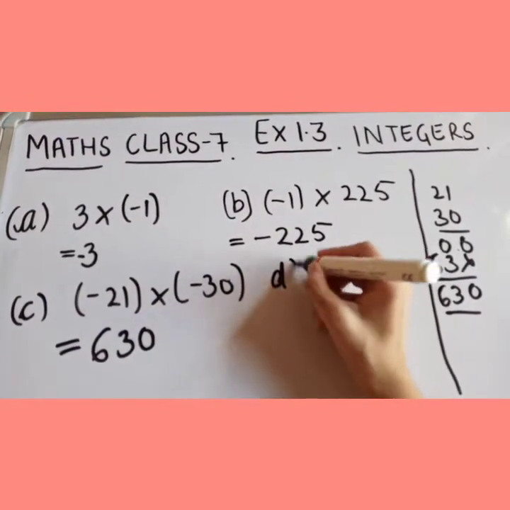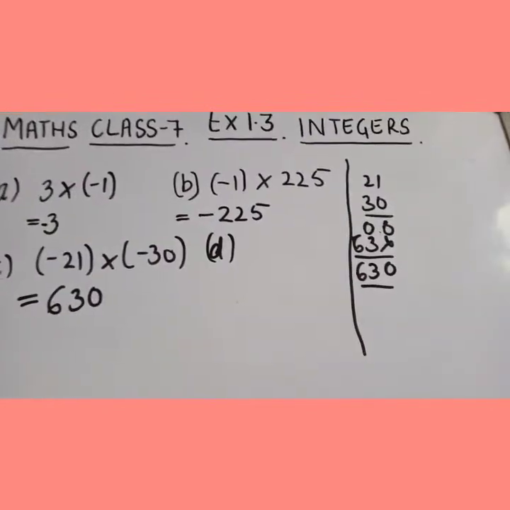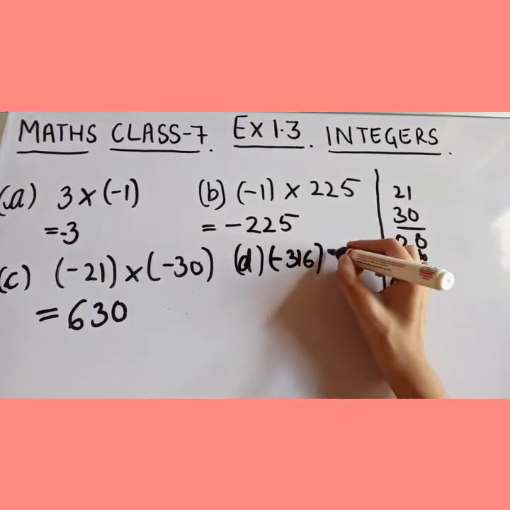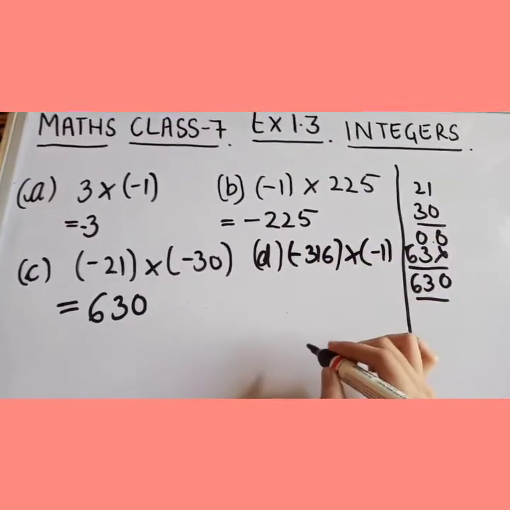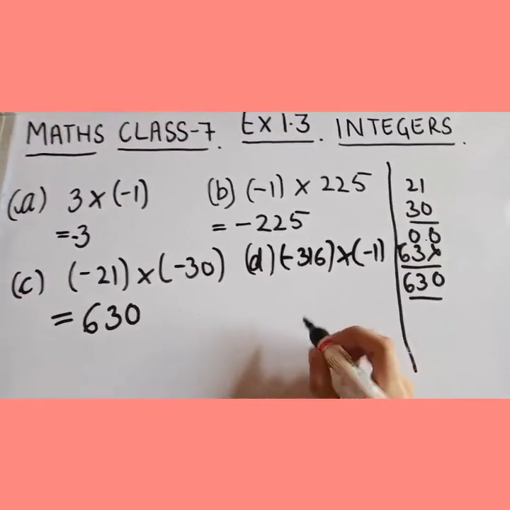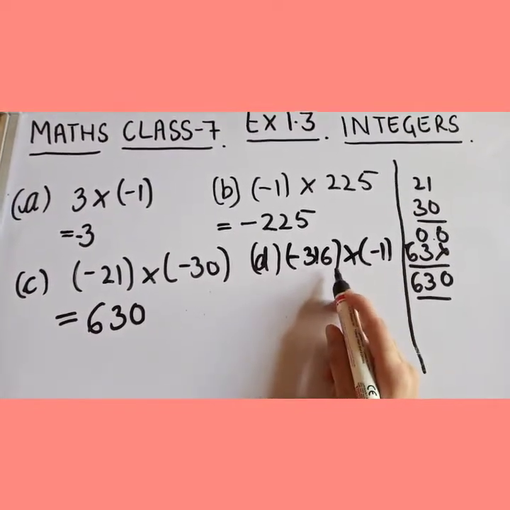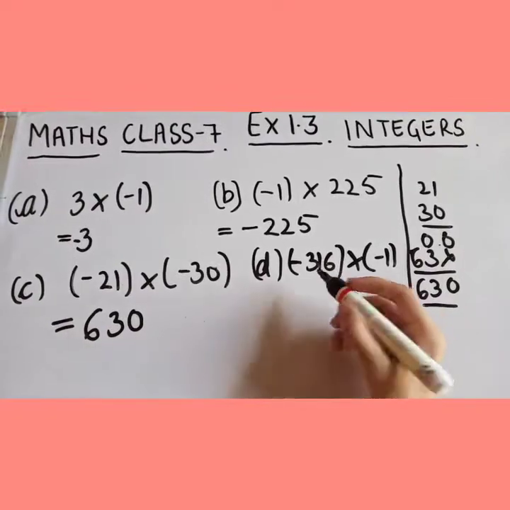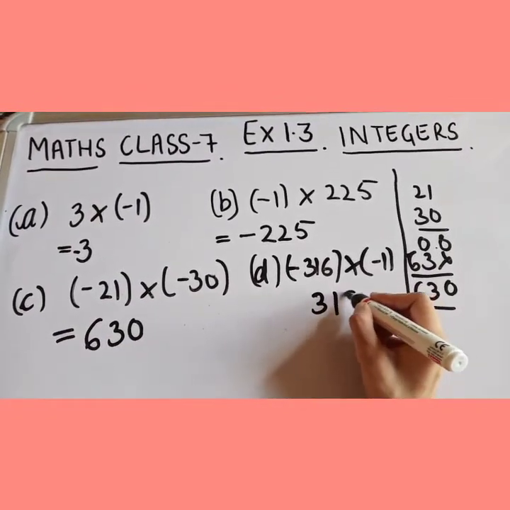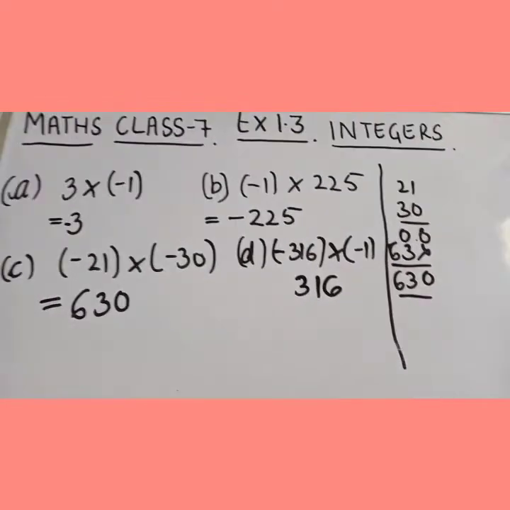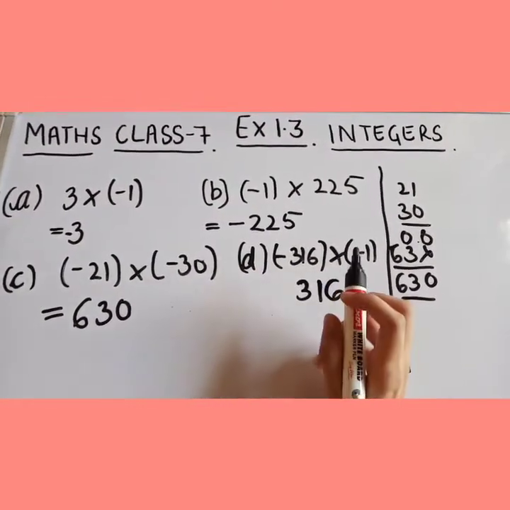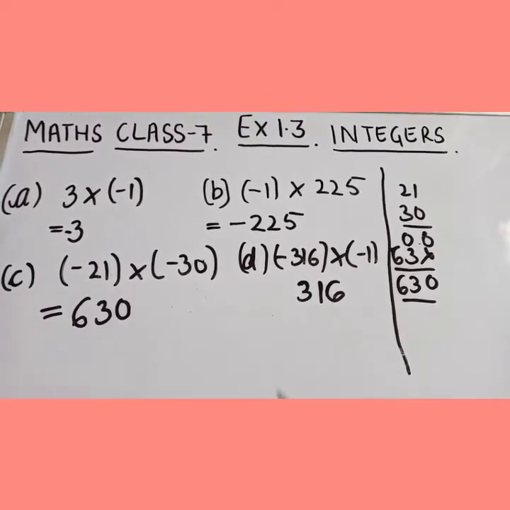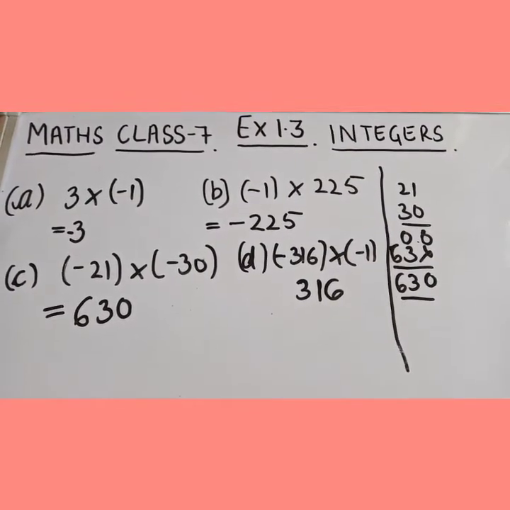Now let's come on to the D part. The D part says -316 multiplied by -1. Now, if you multiply it, the product will be the number itself, because any number multiplied by 1 gives us the number itself. So 316 will come. Now let's see the signs. Minus minus is plus. That means 316 will be a positive number. Now this was the D part.